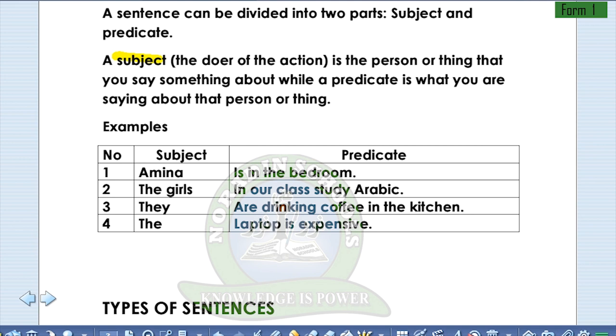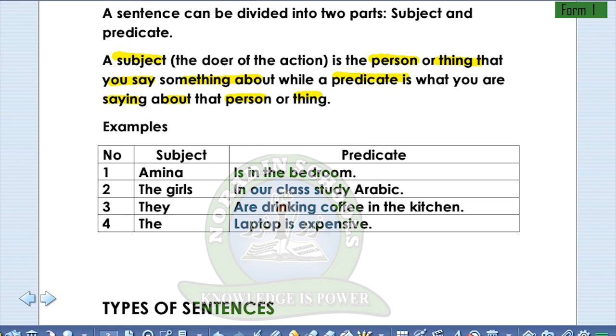A subject is the doer of the action. It's the person or thing that you say something about, while a predicate is what you are saying about that person or thing. I think that's clear. Here are some examples. We will divide them into a subject and a predicate.